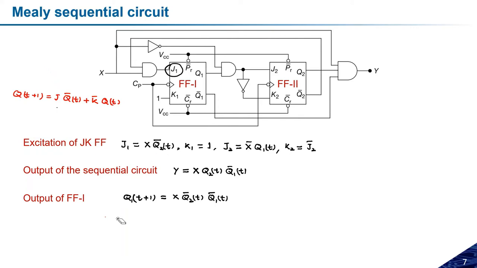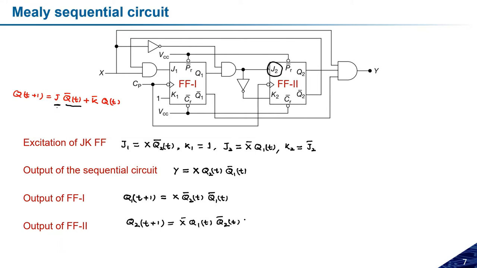Now let us talk about the output of the second flip-flop. Can anyone tell me what the output of the second flip-flop is? A similar approach will be applied. Let me write Q2(t+1). Here I need to use J2 into Q2 bar. J2 is nothing but X bar into Q1(t). So this is J2, into Q2 bar.